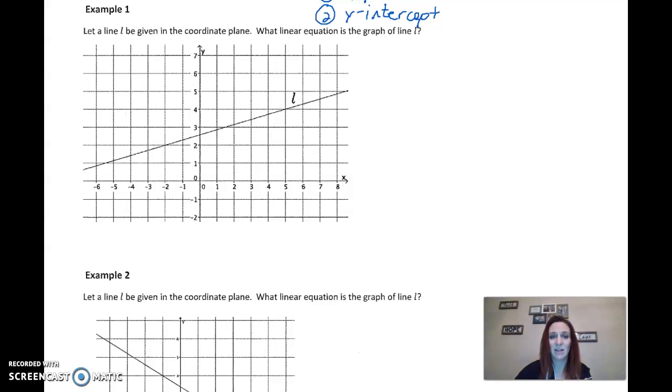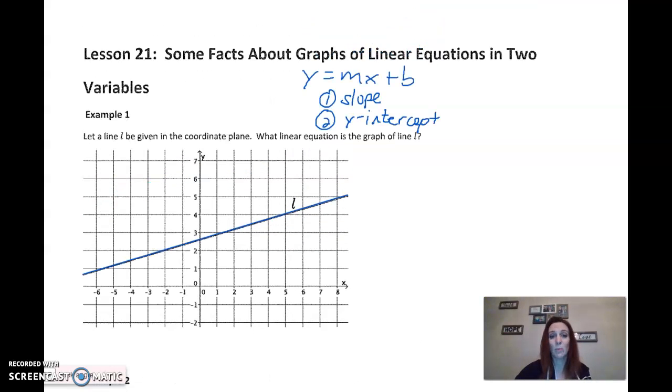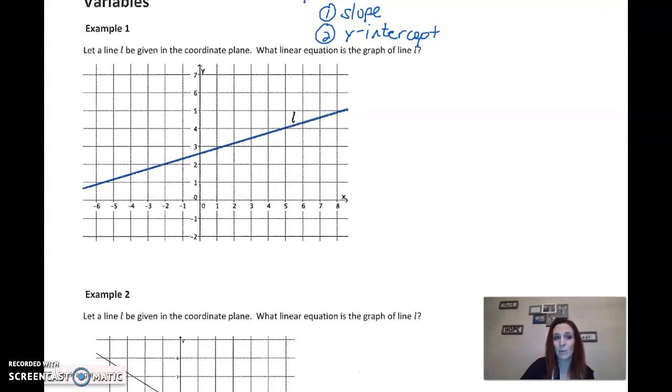All right. So let's say we're given a graph, a line on a coordinate plane, and we have to write an equation for this line. Well, if we have to write an equation for this line, we need two things. We need the slope and the y-intercept.